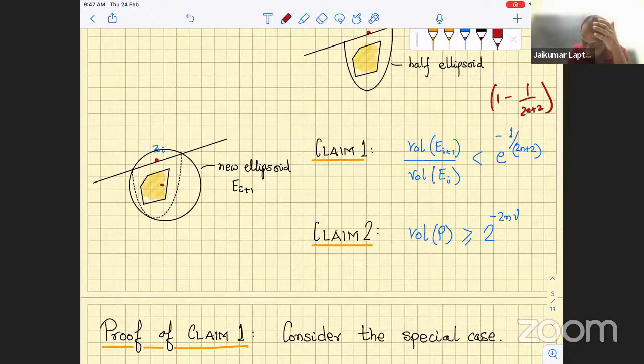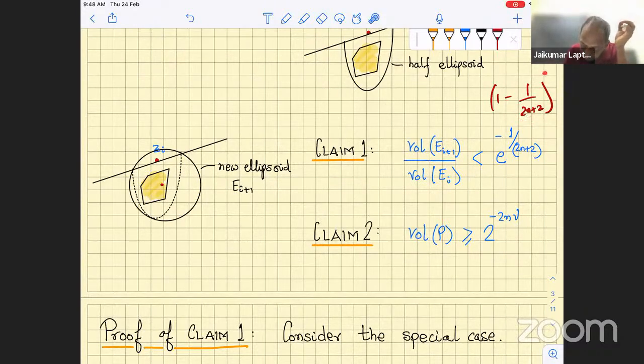Okay, I'm dropping the higher order terms. So the new ellipse is a factor smaller than the original ellipse. And this is just barely small. But the important thing is that the denominator here is just a polynomial in n, just a linear number.